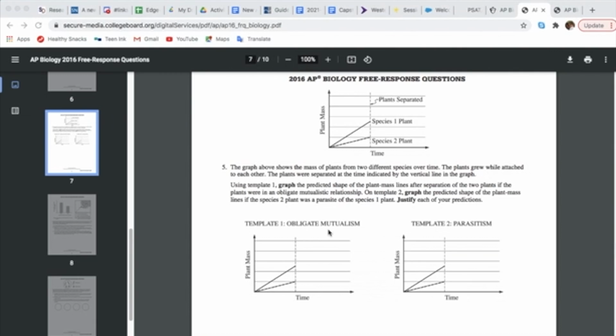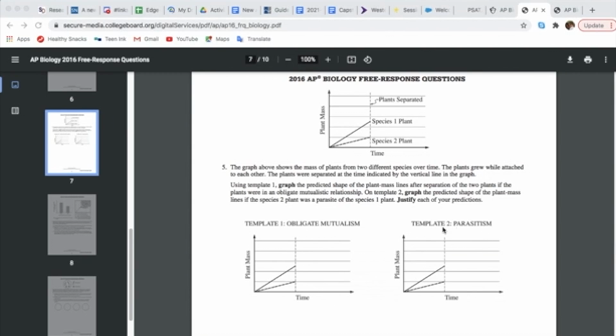So if we were to graph this, and then the two were separated, this would most likely decrease or level off. The plants will no longer be able to grow, therefore the mass will no longer be increasing. It would either level off or decrease. This one would either level off or decrease.